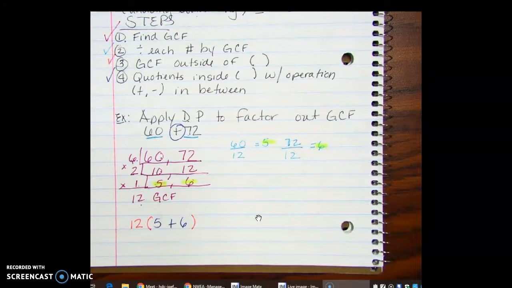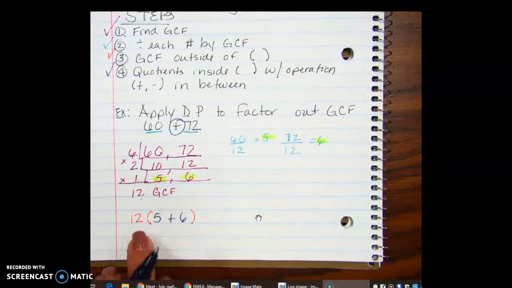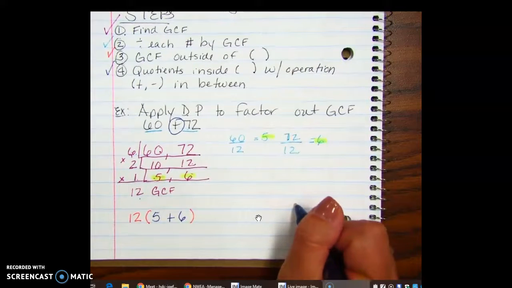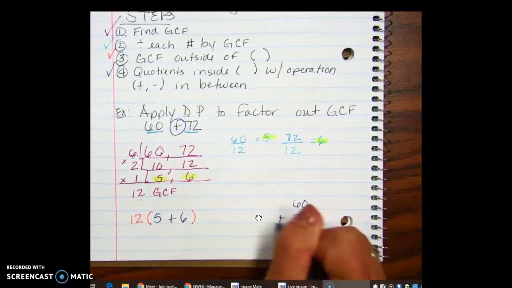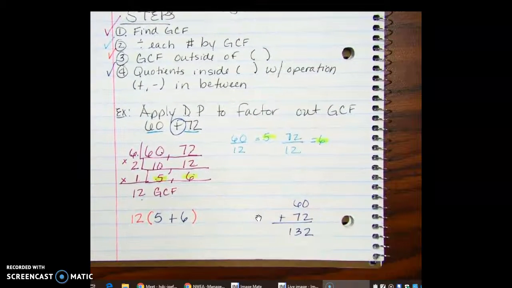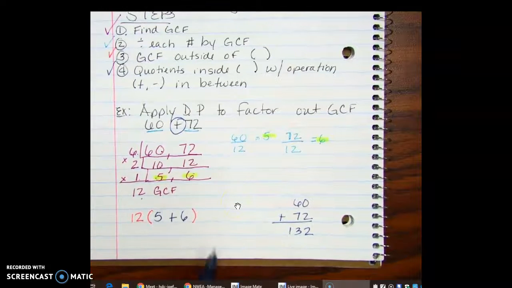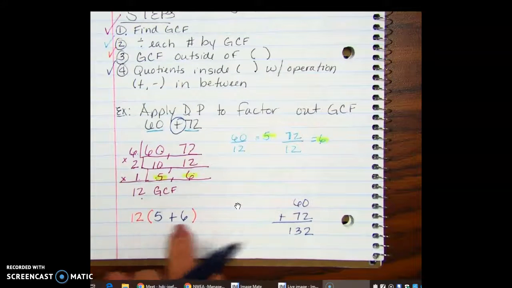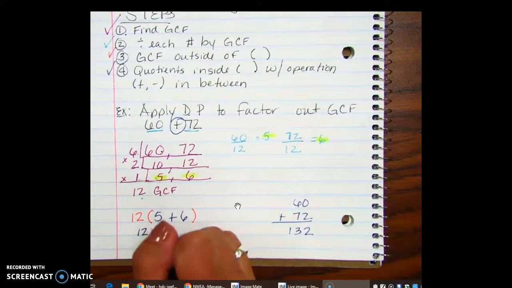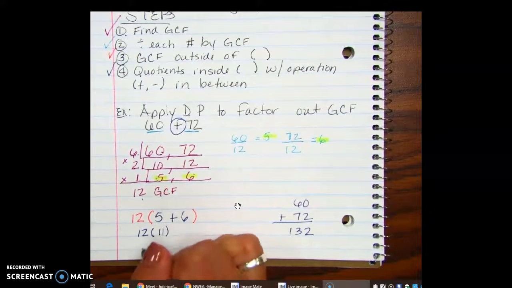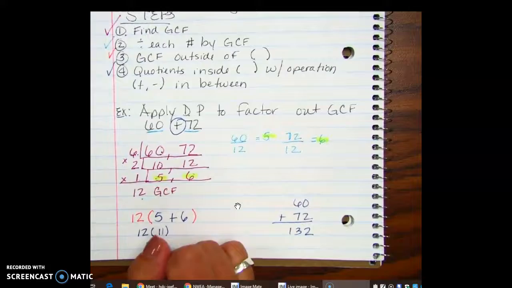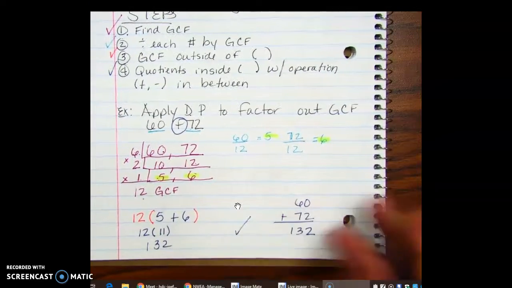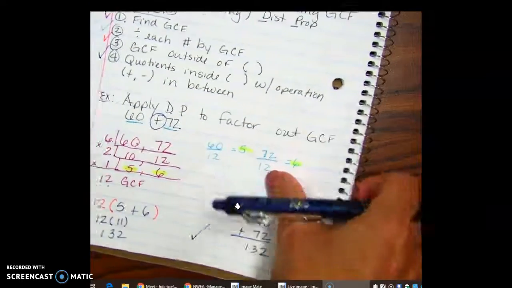Now, did it work? Is it true? Is it accurate? Is this the right answer? Well, we're going to find out by checking. So I'm going to take 60 plus 72, and I get 132. Will this equal 132? Well, let's try it. I always do whatever's in parentheses first, so I end up with 12 times 11. Hey, and I know my 12 facts and my 11 facts. It did work.